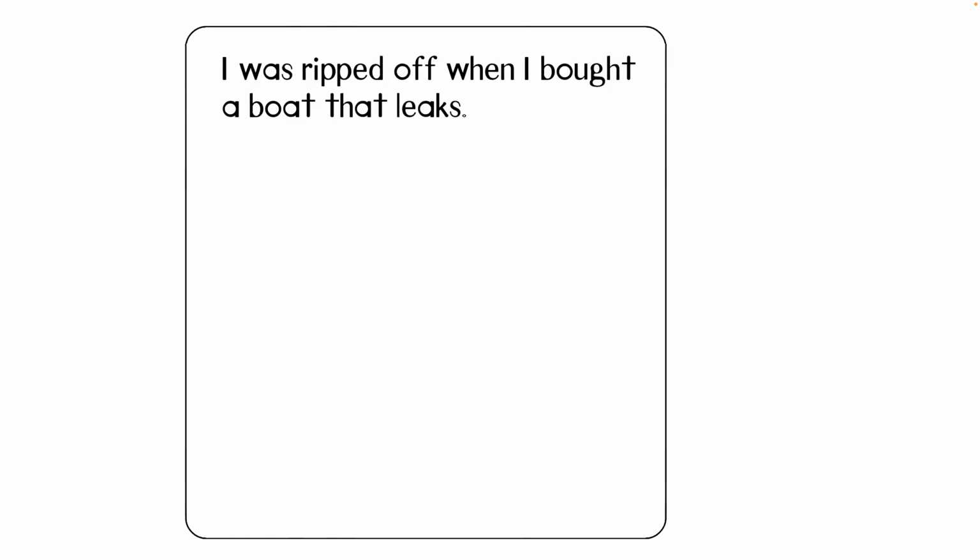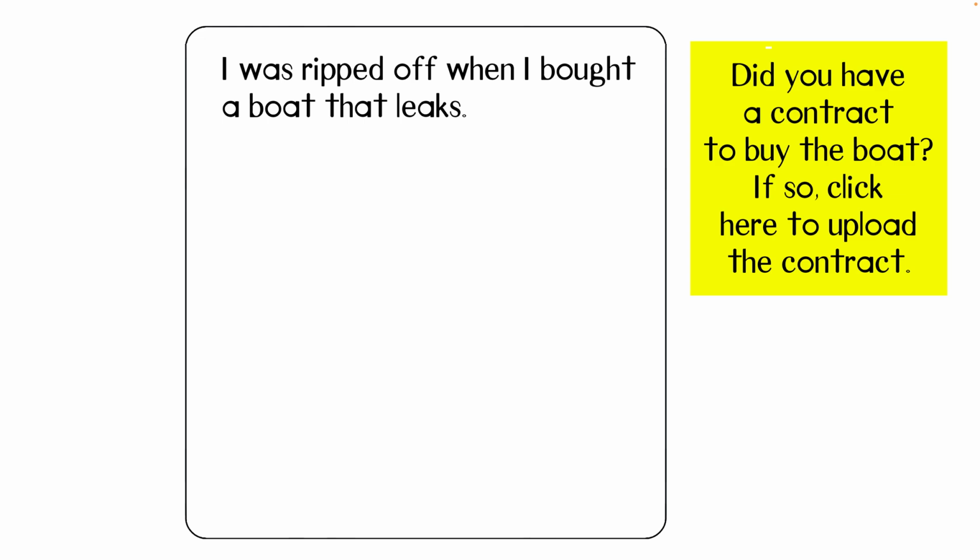Let's say someone is really simple and they just repeat one more time, I was ripped off when I bought a boat that leaks. The artificial intelligence of the court will understand this sentence and ask a question to move the case along. Did you have a contract to buy the boat? If so, click here to upload the contract. A boat can be important, so it's very possible that people will use a contract to sell a boat. The contract will then become like an attachment to this email.